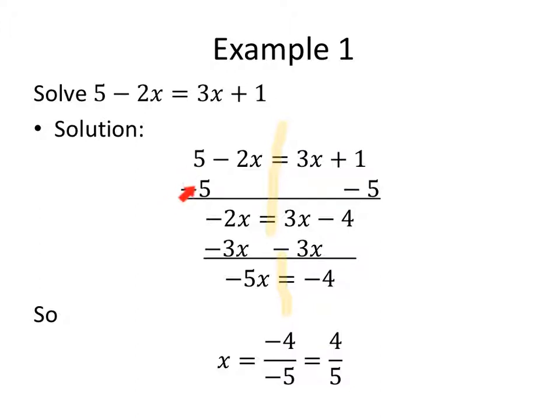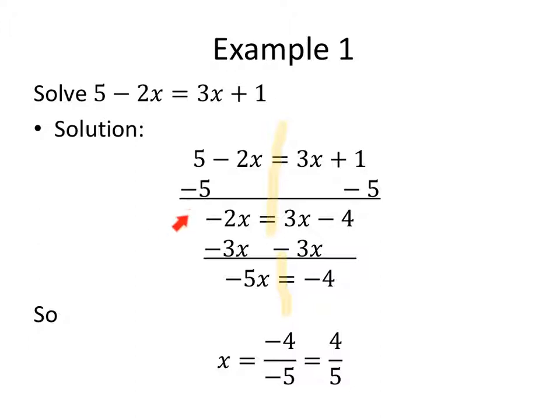That way you make sure you always cross the equal sign when you're subtracting, right? When I'm adding the opposite of 5. Adding the opposite, I'm subtracting 5 on both sides. On the left, I still have a minus 2x. On the right, I have a 3x, and positive 1 combined with negative 5 gives me a negative 4.